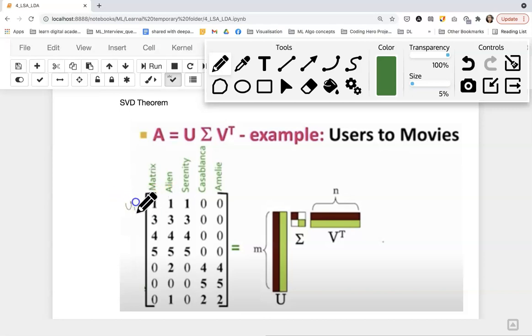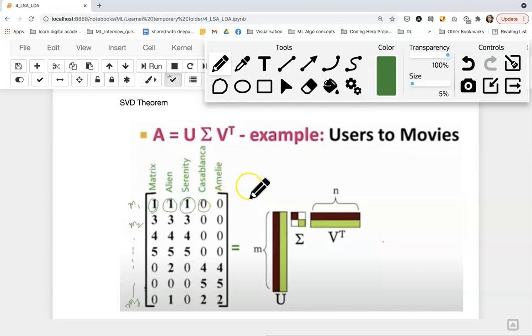So this is user 1. Let's say I am writing it not as U, otherwise we will get confused. So M1, that is user 1, then M2, user 2. Similarly, how many users do we have? Okay, M7. 7 users we have, and over here we have 5 movies. Now these are the ratings for those movies.